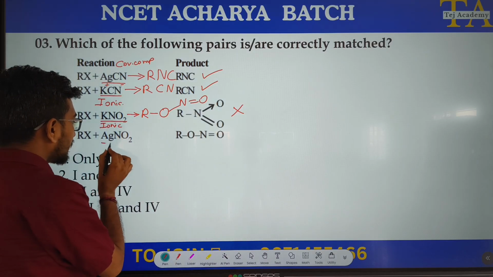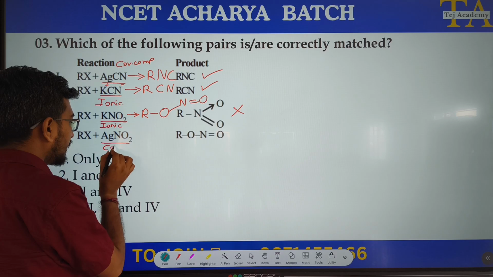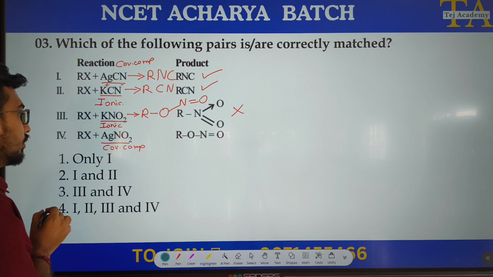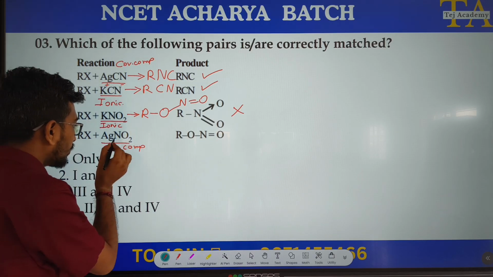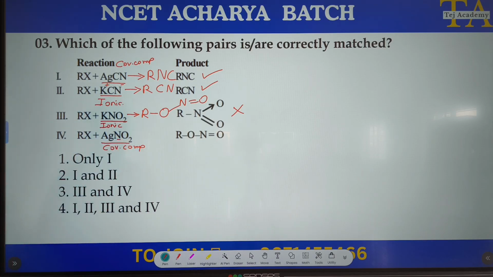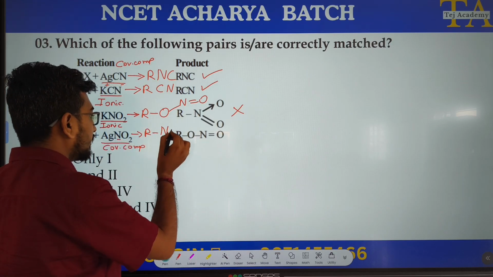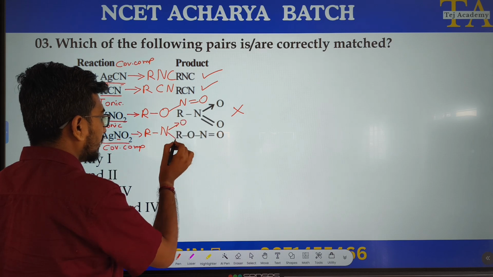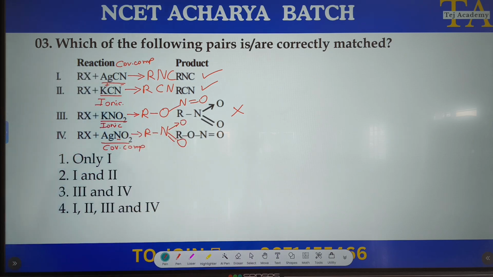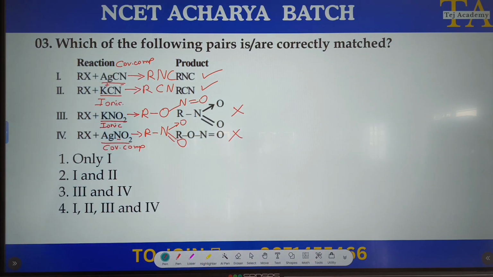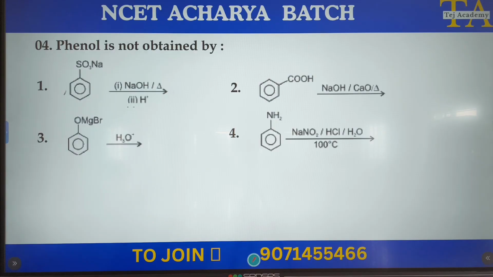Now alkyl halide in the presence of AgNO2. This AgNO2 is a covalent compound. Now in a covalent compound, nitrogen will act as the more nucleophilic site. So we get the product with the alkyl group attached to nitrogen, then the double bond with the oxygen, a nitro group. So this pair is also not correct. So then which option is correct? Second one, the first and second given pairs are correct.